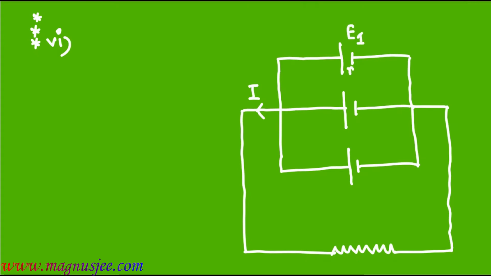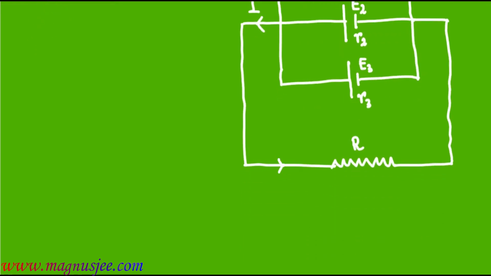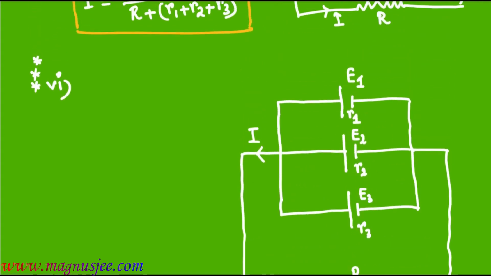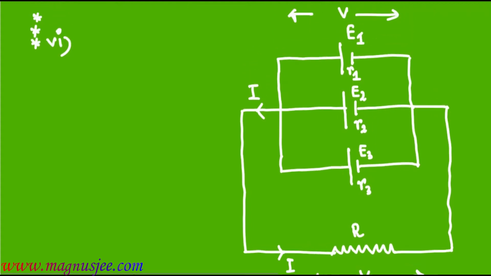E1 is the EMF of the first cell, R1 is its internal resistance, E2 is the EMF of the second cell, and R2 is its internal resistance, and E3 and R3 are the EMF and internal resistance of the third cell, and capital R is the external resistance. Current I is flowing through the external resistance R, and V is the potential difference across the external resistance. Again, V is the terminal voltage of each cell in this parallel combination of cells.